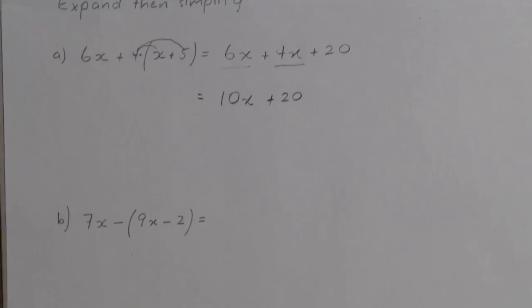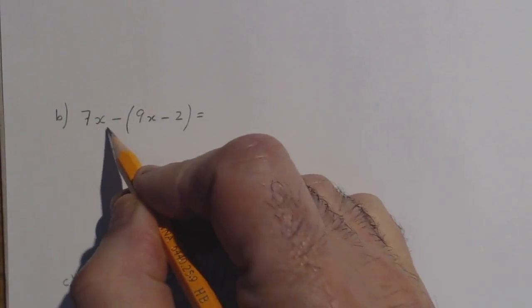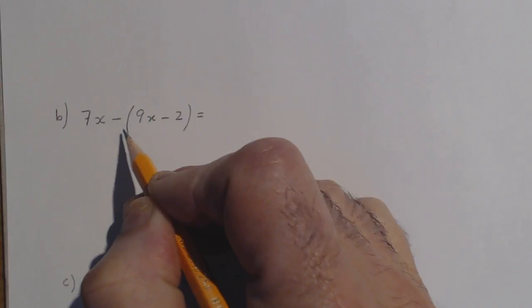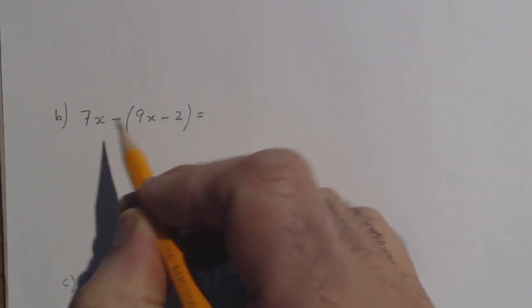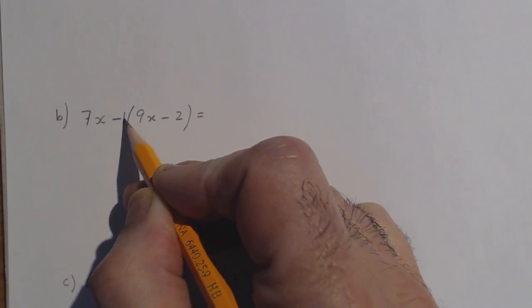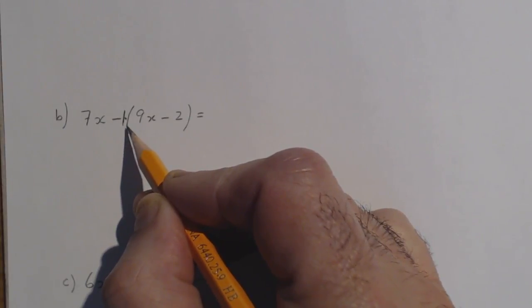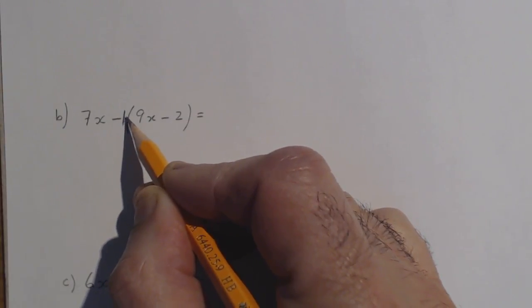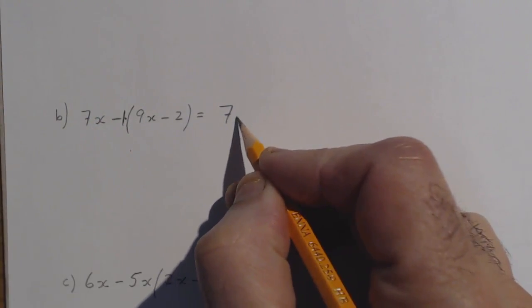Now we follow the same idea with number B here. We have 7x minus, then in brackets, 9x minus 2. Now you know the negative outside the bracket means negative 1. So again, only this negative 1 is involved in the expanding operation, not the 7x. So the 7x we just write as it is.